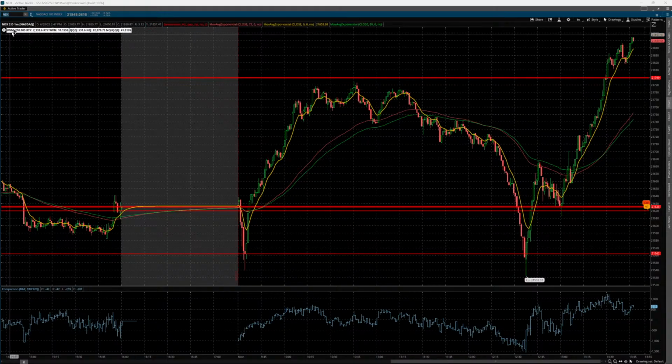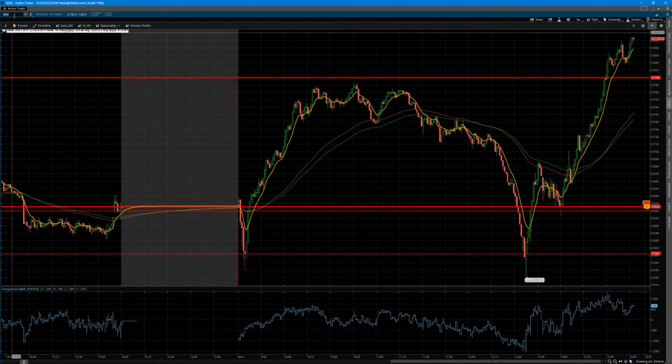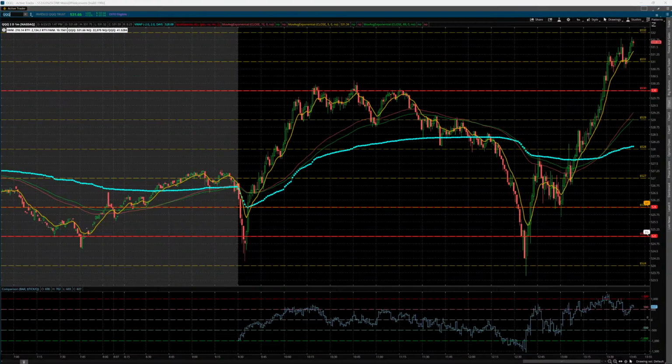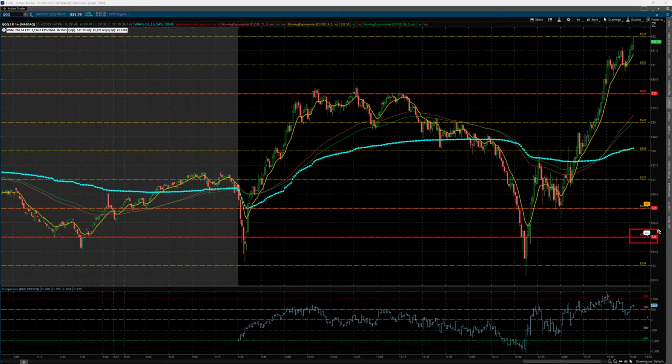Let's take a look at QQQ. Zero gamma level, 525, volatility trigger 526, and then the 530 level is the absolute gamma strike. Call wall's up at 540. So this absolute gamma strike did act as resistance earlier today.